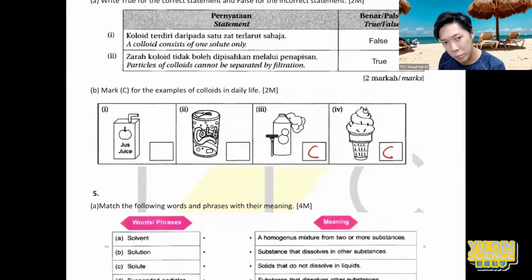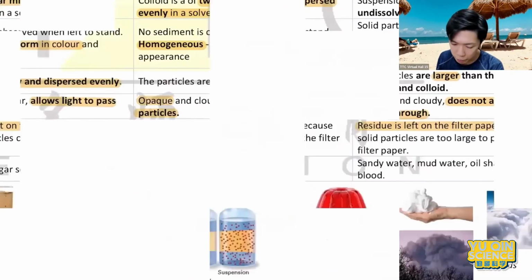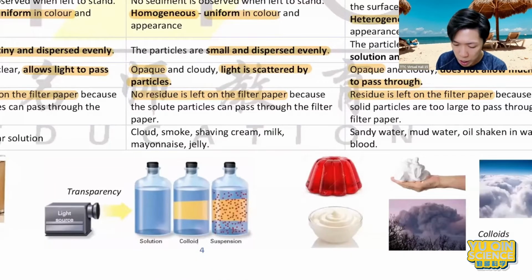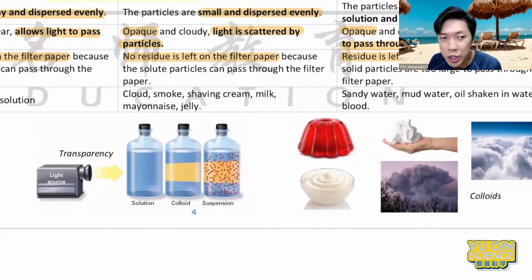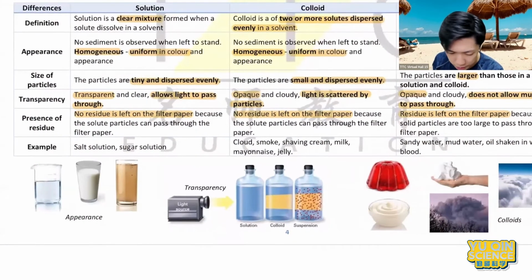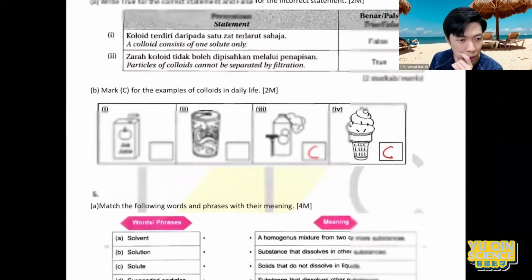What else? Examples that the textbook gives you. I remember the textbook gives you mayonnaise. Mayonnaise is actually under colloid as well. Like cream or sauces like ketchup. Those are also colloid. Good. Okay, so let's see what we have for the next one.